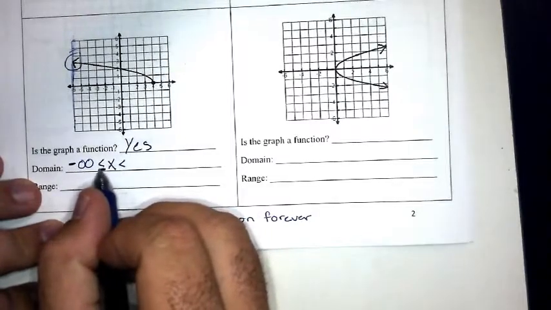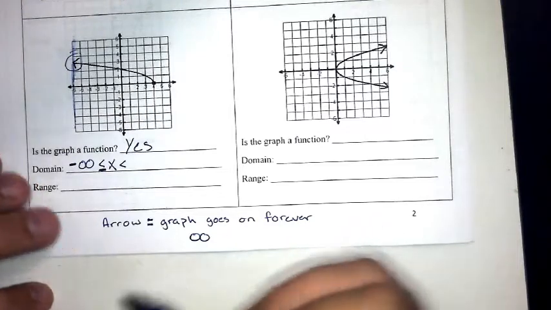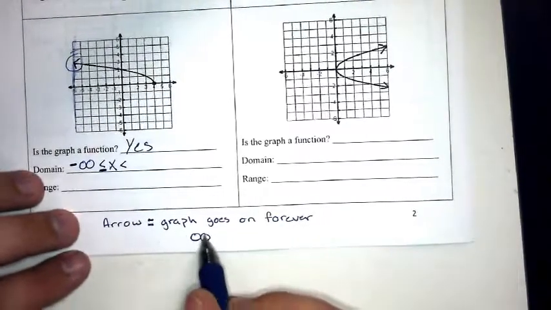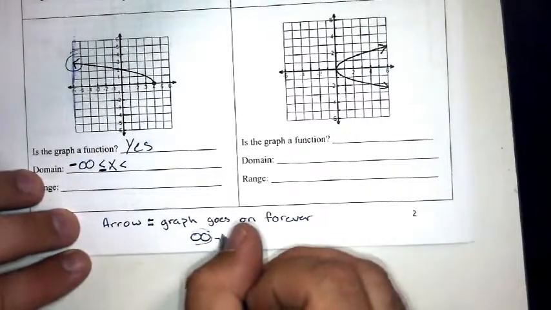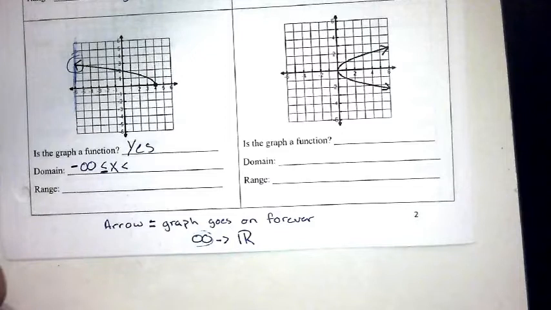Another way, and you'll probably see it on the STAR test or your benchmark test, instead of saying infinity, some tests will use this symbol. Who remembers what that symbol means? Attaway, checkers. That means all real numbers. Thank you.